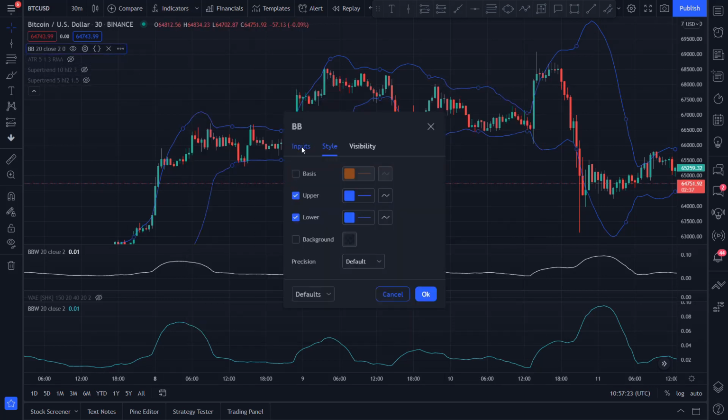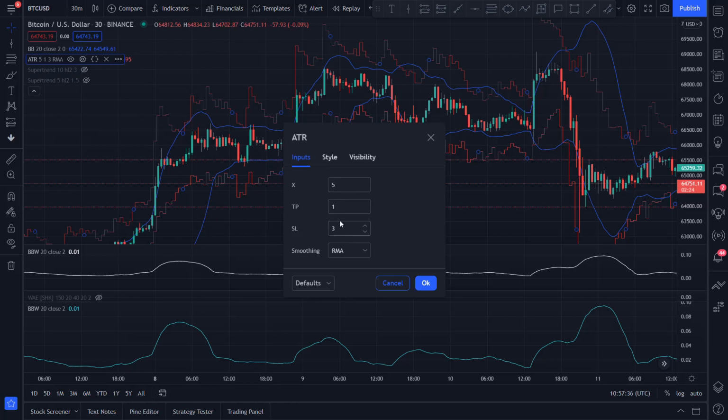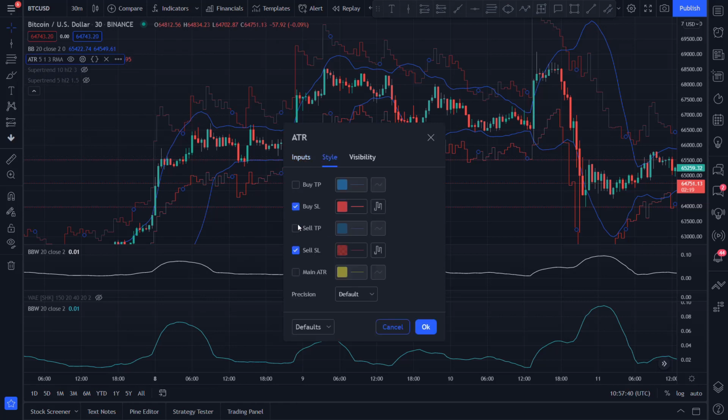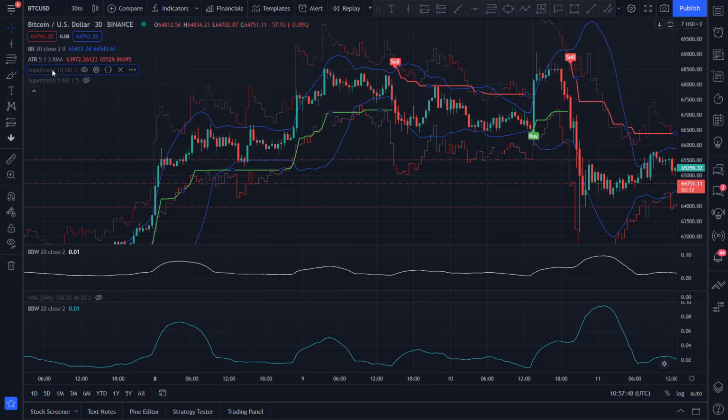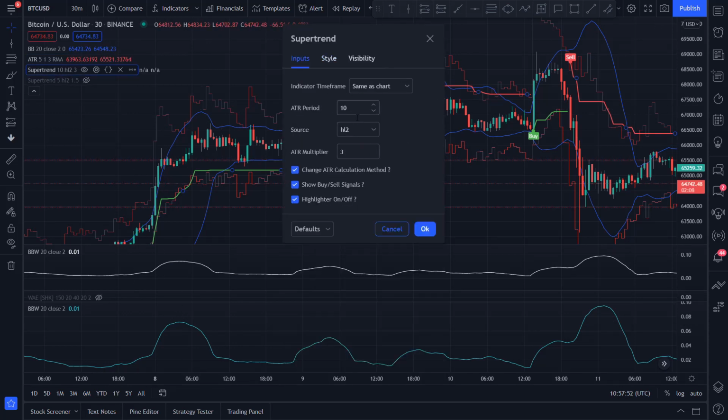For the Bollinger Bands, we are going to use these settings. For the NNFX ATR, we are going to use the 3 stop loss, and we are going to untick the take profits and the main ATR, we are going to only leave the stop losses. For the super trend, we are going to use a 10 period and a 3 multiplier.